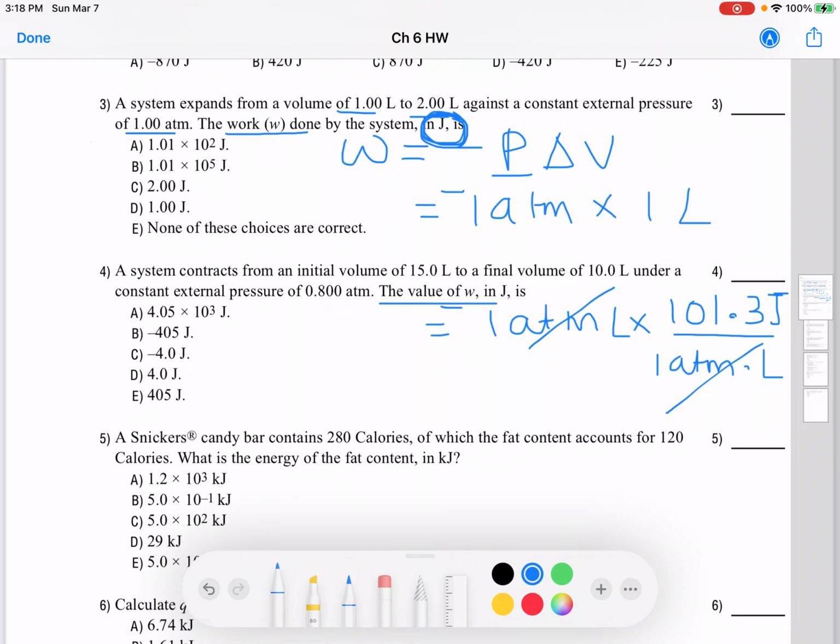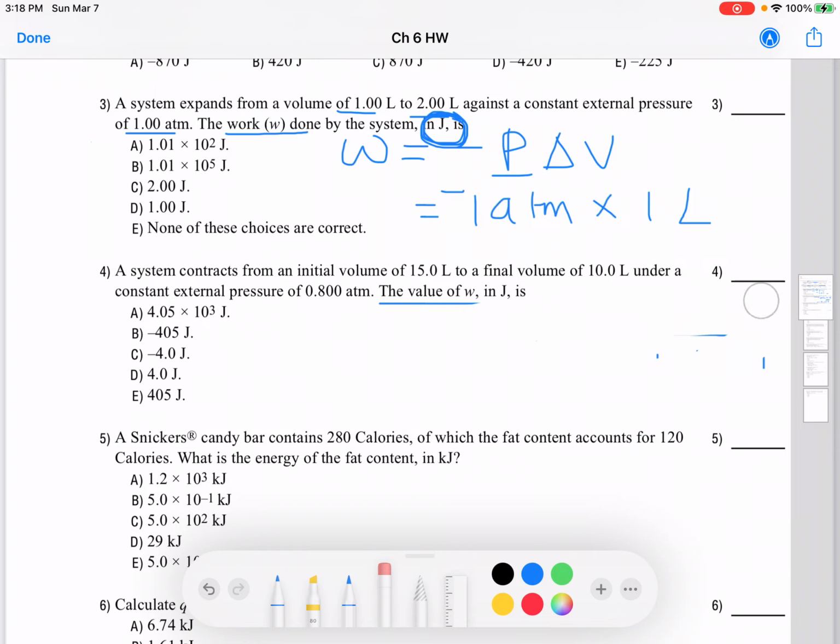That gives 1.01 times 10 to the power 2 in scientific notation, 1.01 times 10 to the power 2 joules. Okay, that's how you would now do number 3. It is not the case that none of these choices are correct. There is a choice that's 1.01 times 10 to the power 2. The negative sign is not given because the question is asking for the work done by the system.